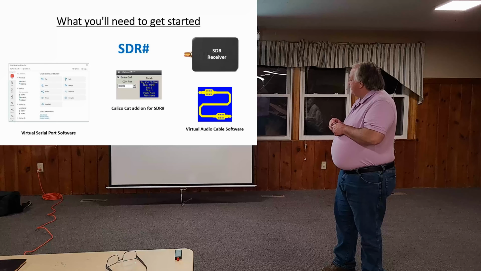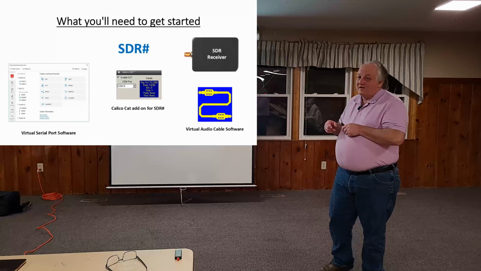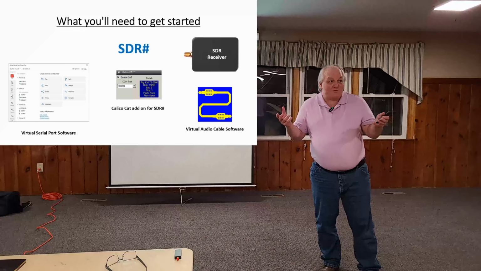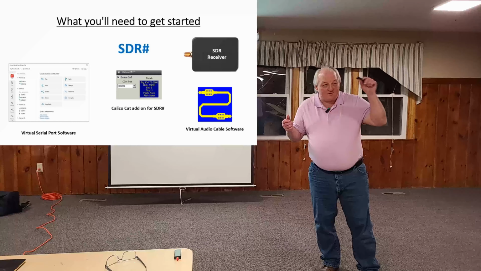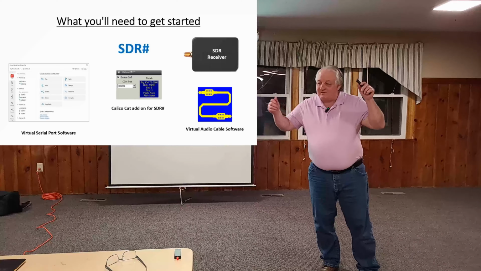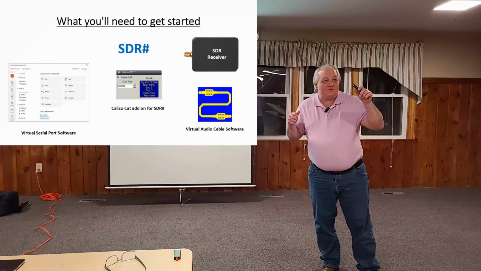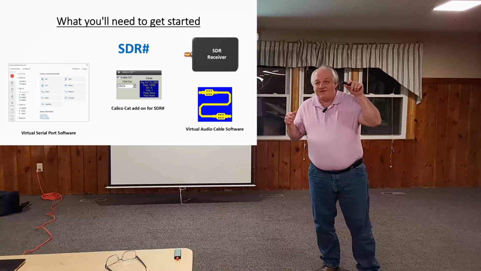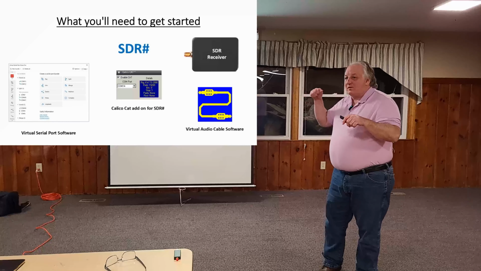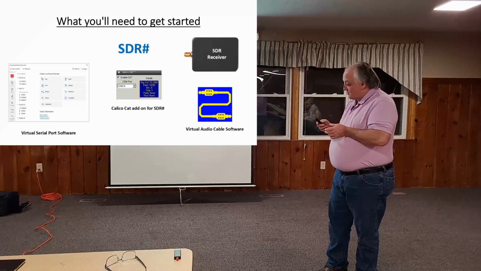And then finally, you're going to need a virtual audio cable software. So you can get this. This is free software. It ports the audio stream from one program to the audio stream in the other. So we're going to port the audio from the output of SDR Sharp to the input of WSJTX. So that's what you need to get started.